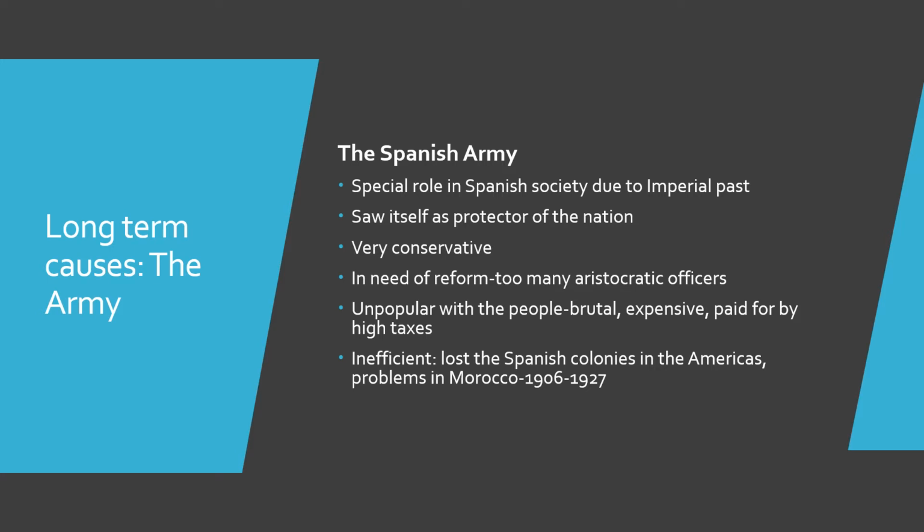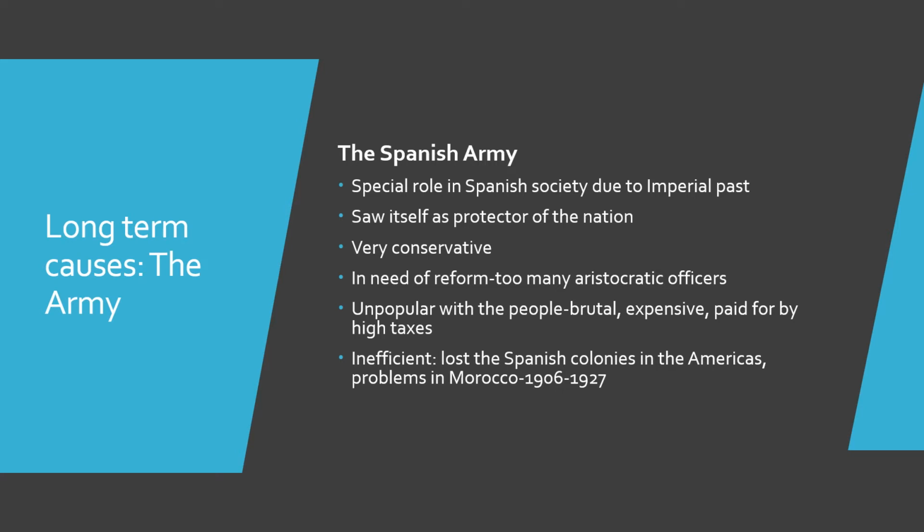The ordinary, everyday people of Spain resented the Spanish army because it could be quite brutal when it came to putting down insurrections or union unrest. And also the ordinary people paid for it. They paid high taxes to maintain an army that they actually felt was not representative of the actual people that it was supposed to represent. It was also regarded as quite inefficient, maybe because it was regarded as unprofessional due to the large numbers of officers within the ranks. It had major problems, not just in its conflicts in the Americas, but also in Morocco between 1906 and 1927.